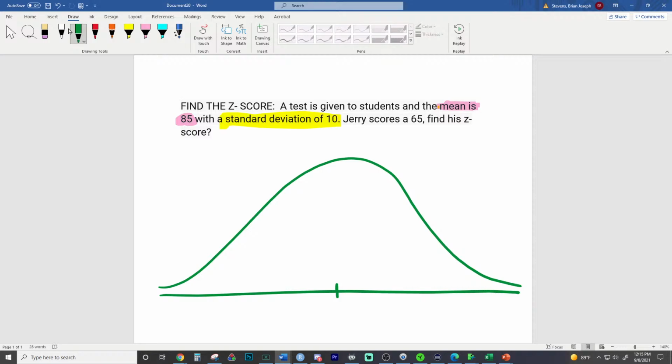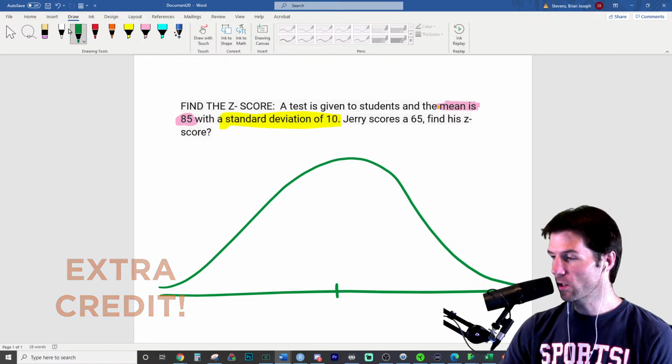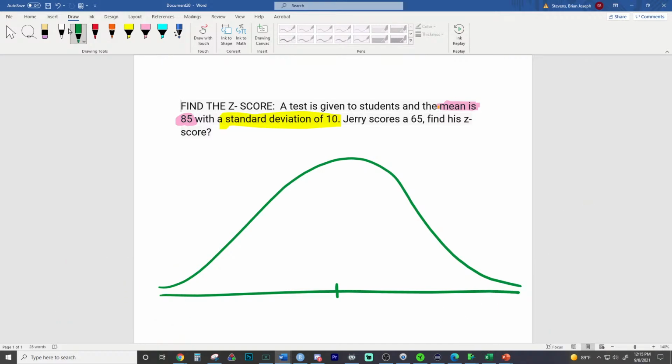Normal. Kayla, 100 points. You're 100% right. You got it. Great job, Kayla. Yep. Z-scores should be used when the data is normal. There you go. So let's go ahead and put the mean right here of 85.